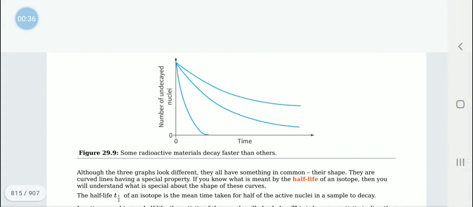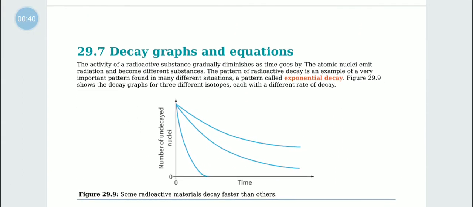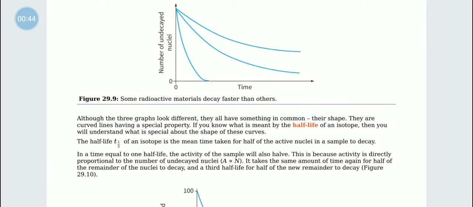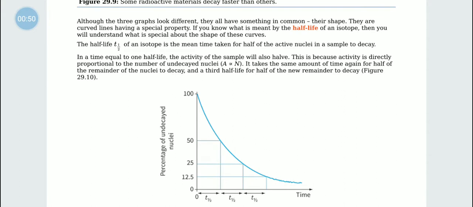This pattern would be known as exponential decay, and the exponential means it is actually the half life that is going to be affecting here. The half life, T1/2, is the mean time taken for half of the active nuclei in a sample to decay.